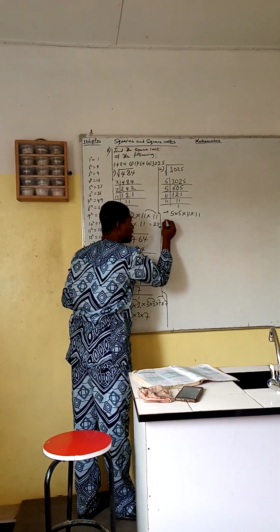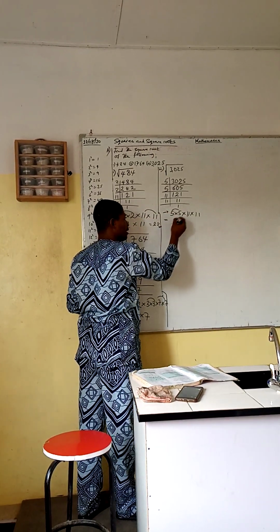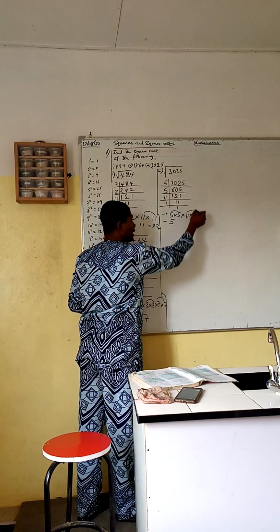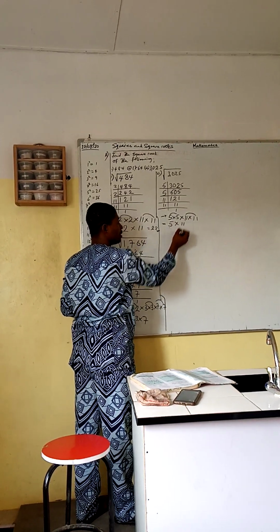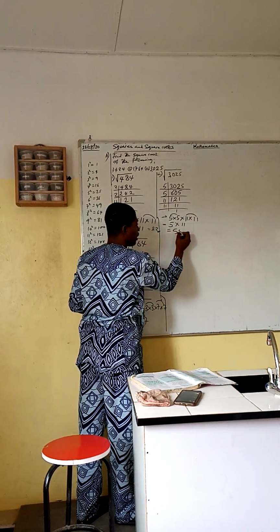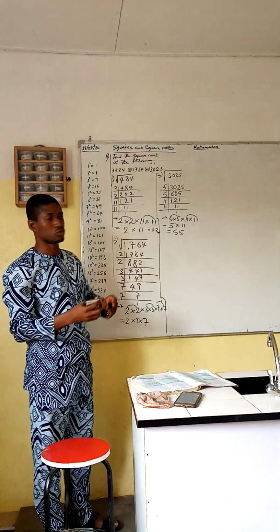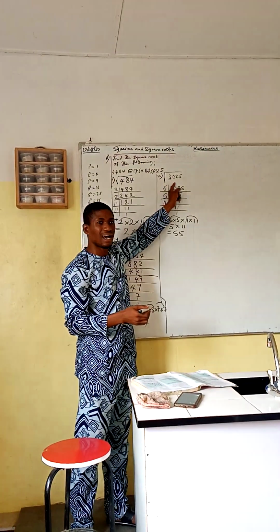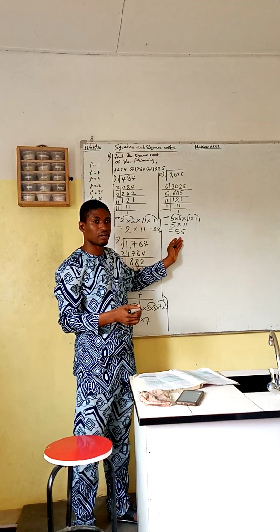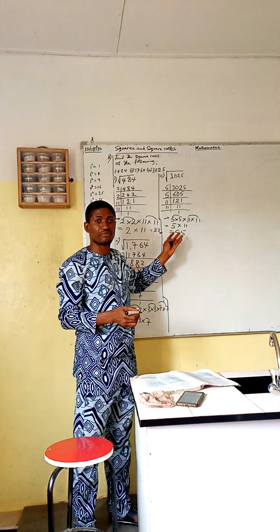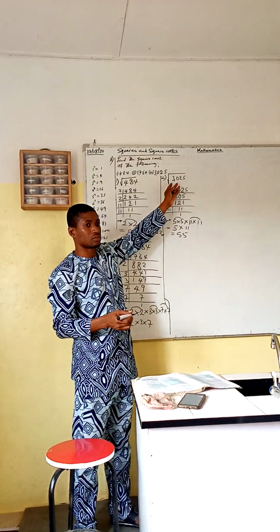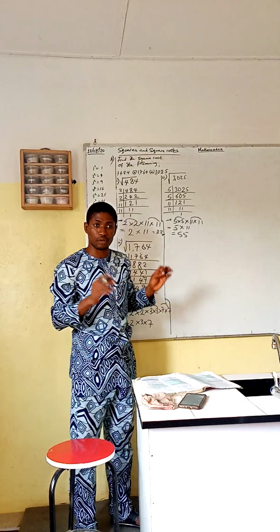Your answer will now be: this has a pair, take one of it, 5. This has a pair, and that's 11. 5 times 11 is 55. Any magic here? No, sir. So the square root of 3,025 is 55. While the square of 55, 55 times 55, is 3,025. Any problem? No, sir.